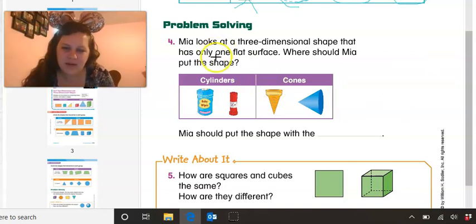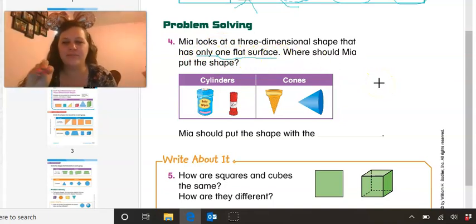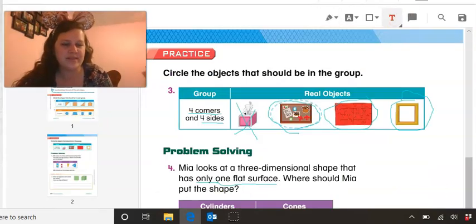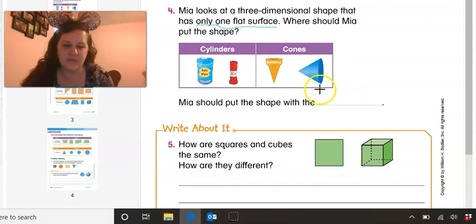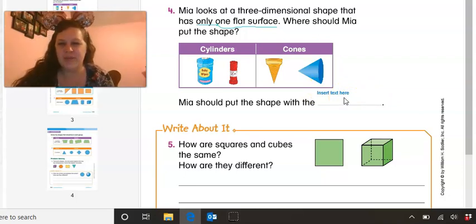So I'm going to underline only one flat surface because that is the key part of the sentence. Those are the key words that are going to help us answer this question. I'm going to switch up here to my typing, so I can put an answer here. It says, she's looking at a shape that has only one flat surface. Where should she put it? Should she put it with the cylinders or should she put it with the cones?